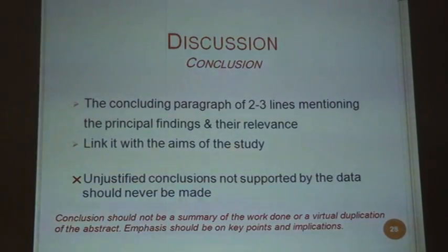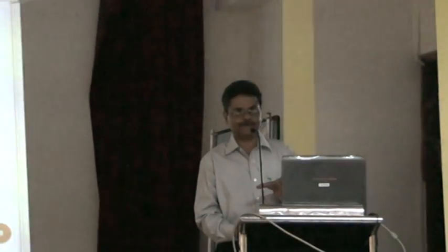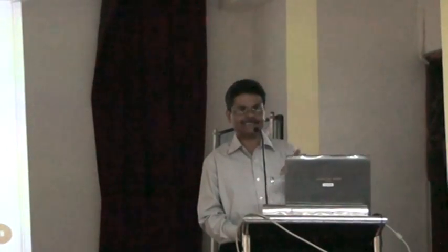Say you were trying to prove something and you haven't been able to prove it. Just write that I have not been able to prove this, or that there was no significant difference, the p-value was not significant, things like that. But don't say that it is not relevant and something else is relevant, because you have not mentioned it in your introduction or the aim or objective of the study.